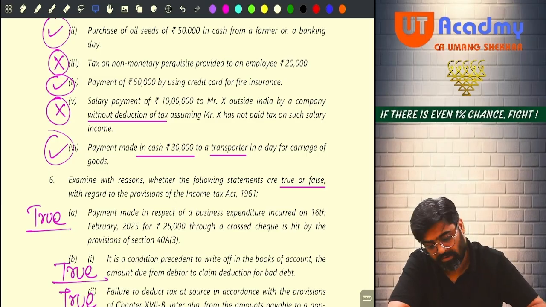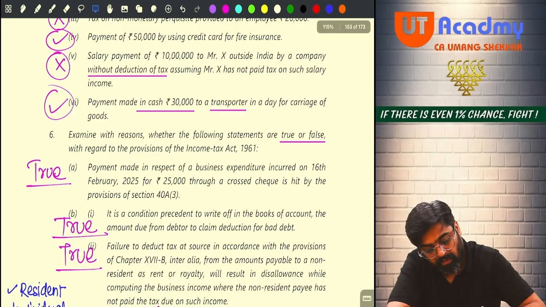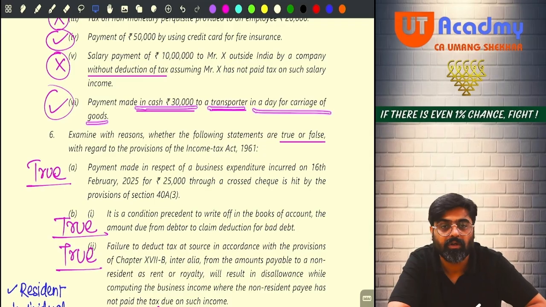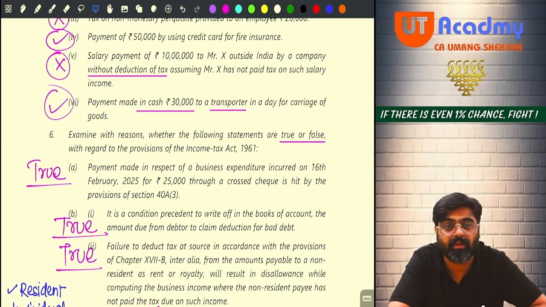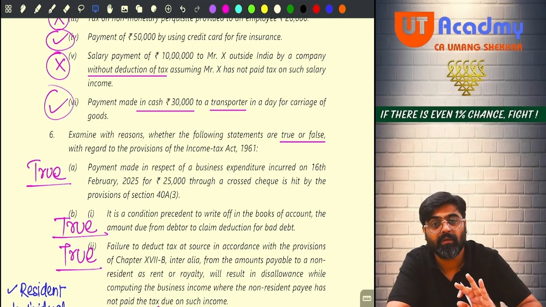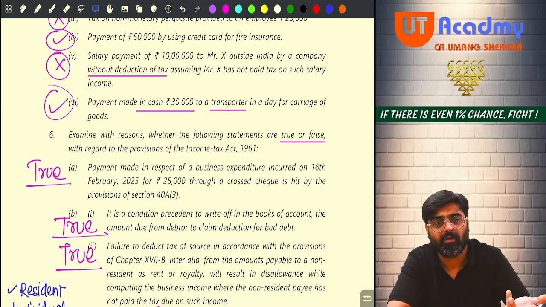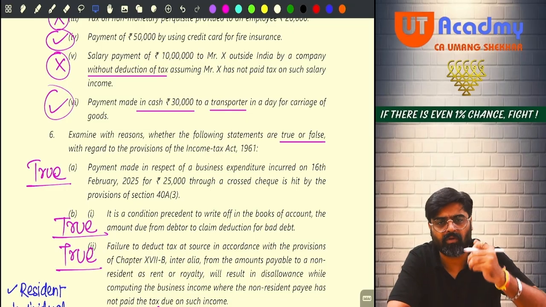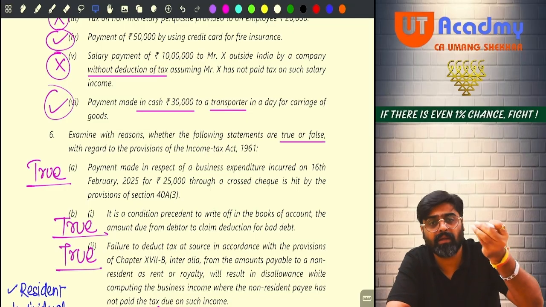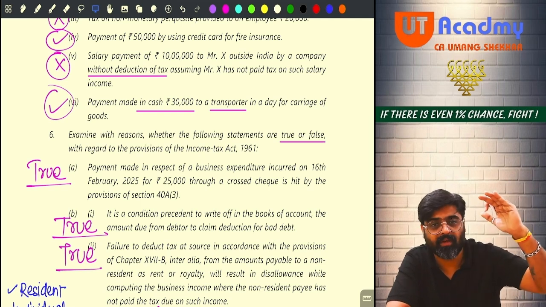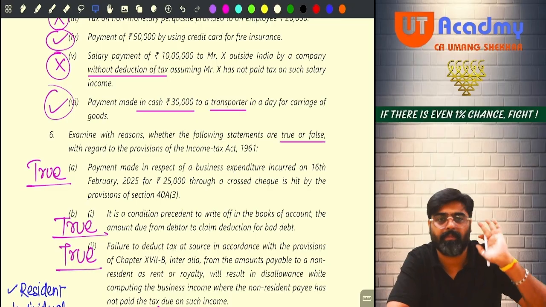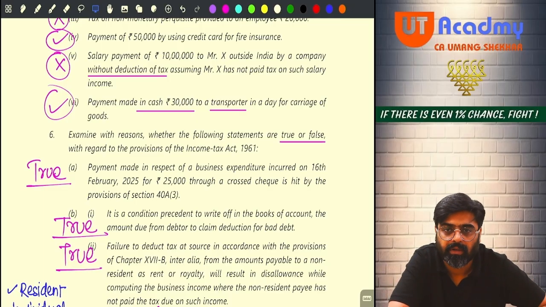Remember, no? Next one. Payment made in cash 30,000 to a transporter in a day for carriage of goods. Do you remember for transporters the limit was 35,000? So any payment up to 35,000 by any mode is allowed. So will it be disallowed or it will be allowed? It will be allowed, even if made by other than prescribed modes. The limit was not crossed. No. Limit is 35. Within 35, whatever mode you pay, the payment will be allowed for transport charges. Getting my point?